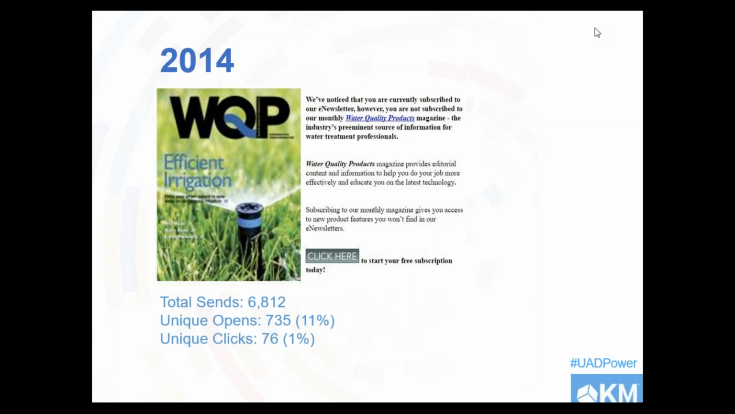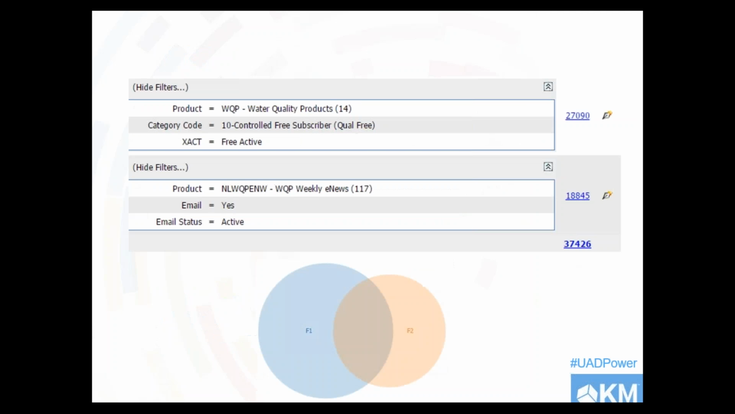So you can see here, the total send I sent this to was 6,800 people. We received an 11% unique open and a 76% unique click. So not all of those 76 clicks 100% converted over to a print subscription. Maybe about 20% of those actually converted on this first effort. But it was exciting for us because this is the first time we were doing this.